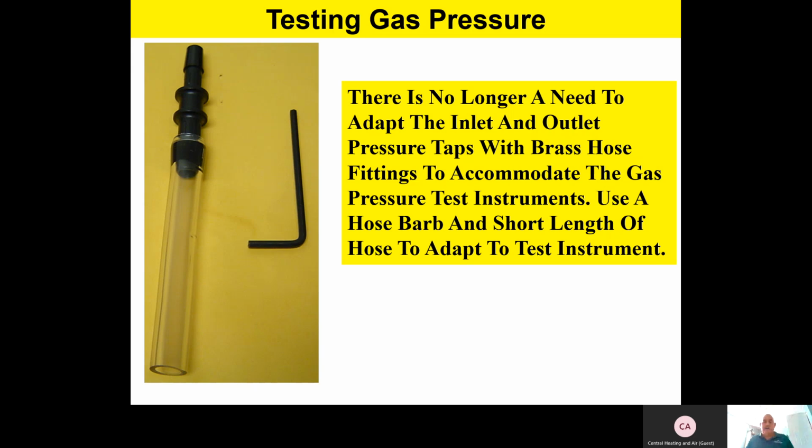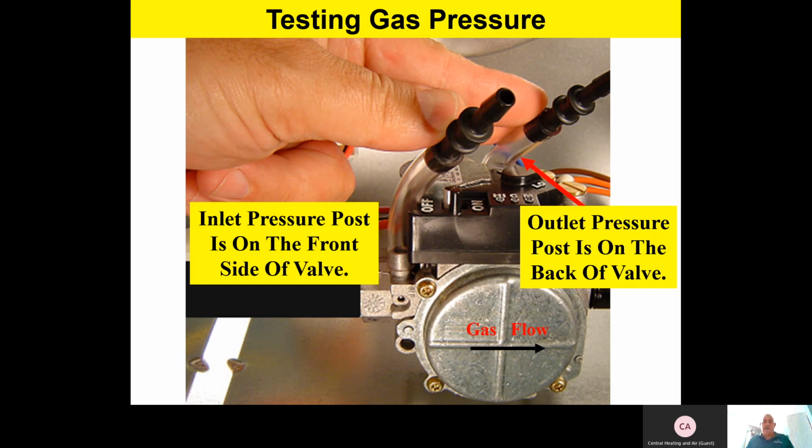So as you take a look at it, you're going to have an inlet post on the front side of the valve, and you're going to have an outlet post on the back side of the valve. Now, team, you guys do what you want to do, but what I like to do when I check a gas valve, I like to take the inlet pressure and the outlet pressure together, because I like to see what the gas valve's doing. Now, it's perfectly acceptable just to take the inlet pressure to make sure we have proper inlet pressure, and then check your outlet pressure separately.